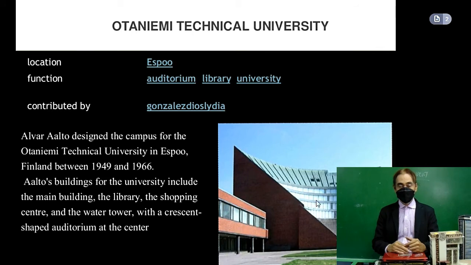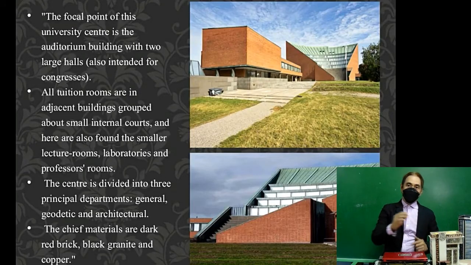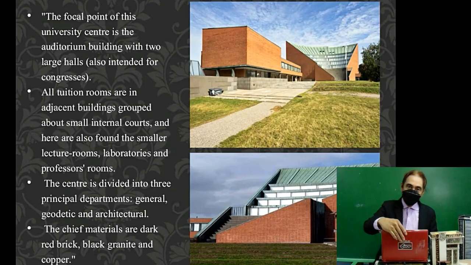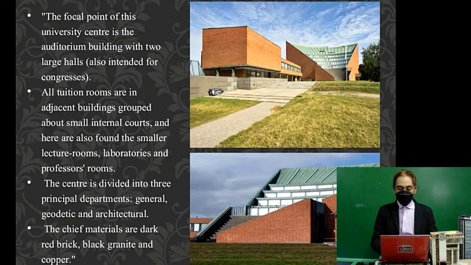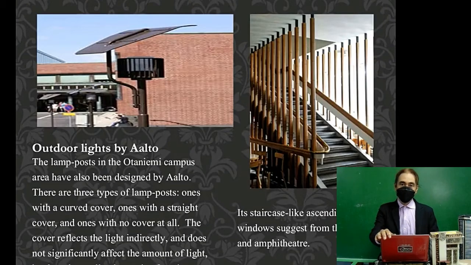This is the crescent-shaped auditorium, guys. The focal point of this university center is the auditorium building with two large halls, also intended for congress. All tuition rooms are in adjacent buildings, grouped about small internal courts, and there are also smaller lecture rooms, laboratories, and professor rooms. The center is divided into three principal departments: general, geodetic, and architectural. The chief materials are dark red brick, black granite, and copper.